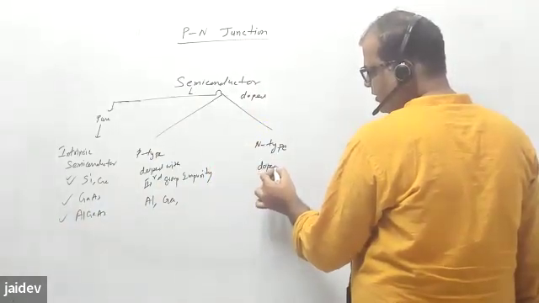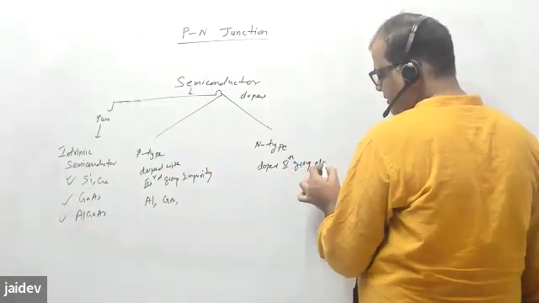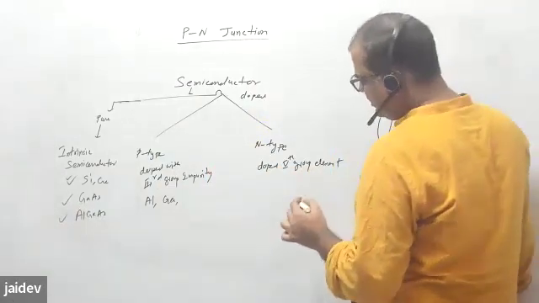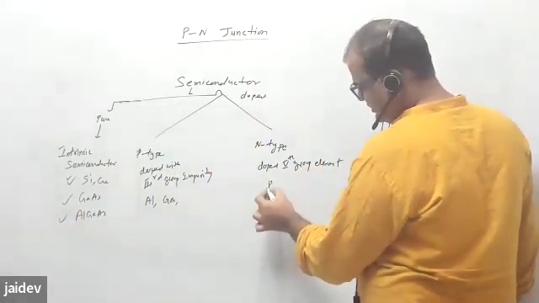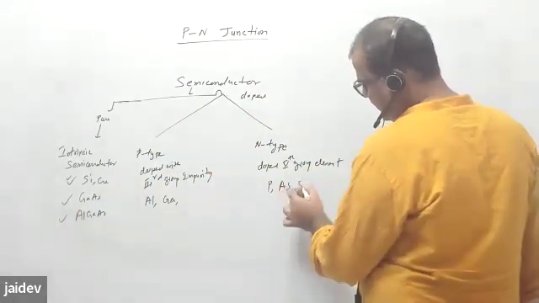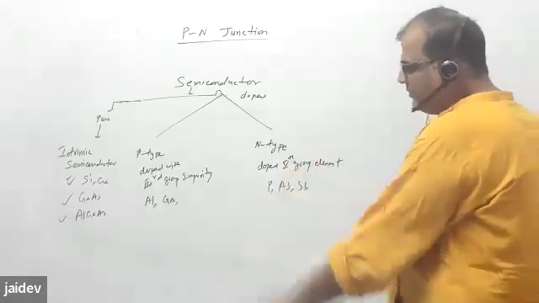What are the fifth group elements? Phosphorus, arsenic, antimony. So these are some examples you have to remember.